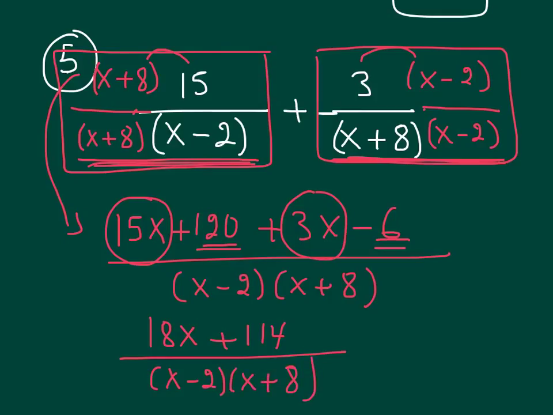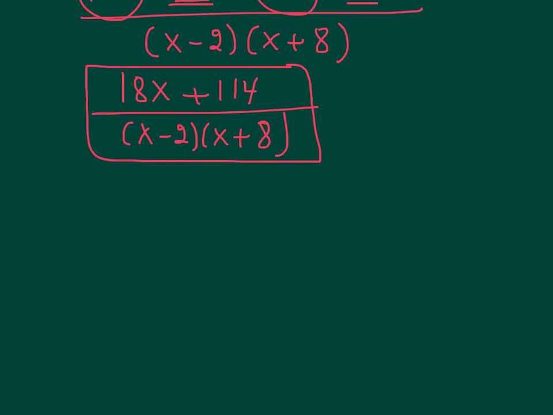Now, what I want you to do is try to see if you can factor the top and the bottom and reduce. As you can see in this case, you cannot factor, you cannot reduce, and there is no need for you to go ahead and FOIL the bottom. You can leave it simply this way.